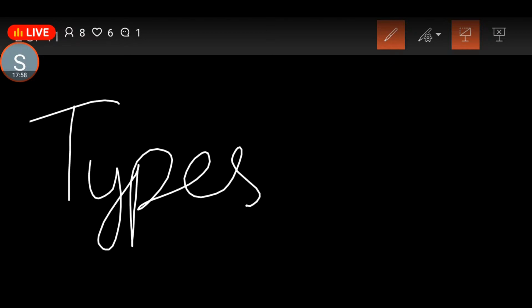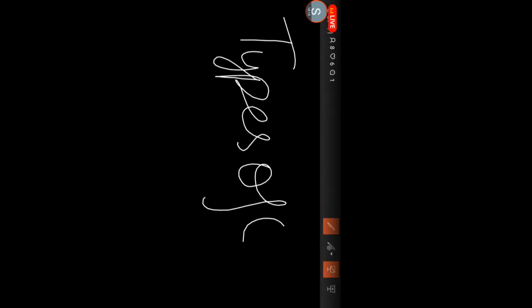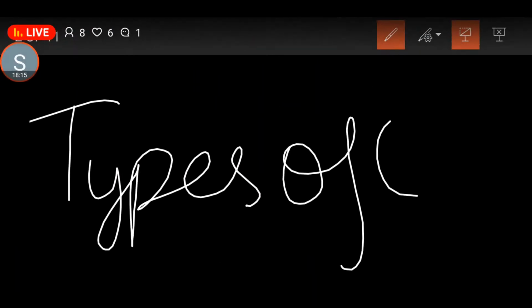Okay, now we will move to the types of carbon atoms. What are the types of carbon atoms? Primary carbon atom, secondary carbon atom, tertiary carbon atom, quaternary carbon atom. What are these? Let us learn one by one, taking some examples.